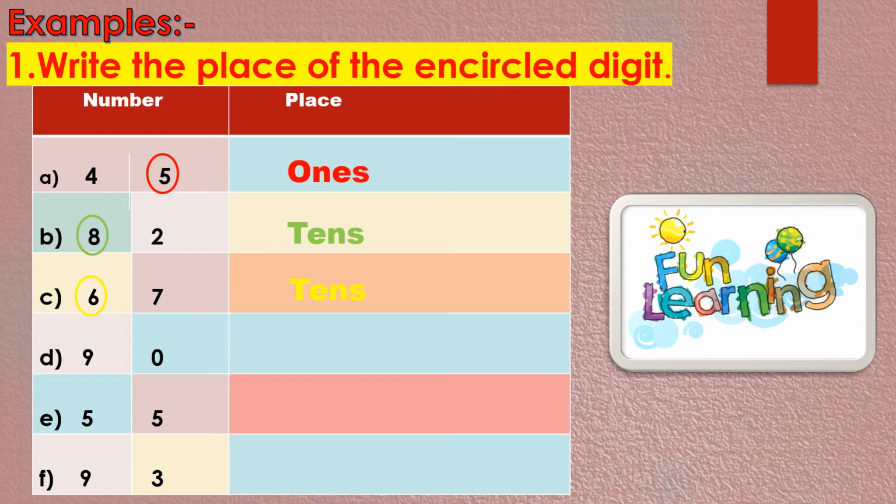D part, in the number 90, 0 is circled and the place of 0 is ones. E part, 55. 5 is circled and the place of the circled 5 in the number 55 is tens. F part, 93. 3 is circled and the place of 3 in 93 is ones.